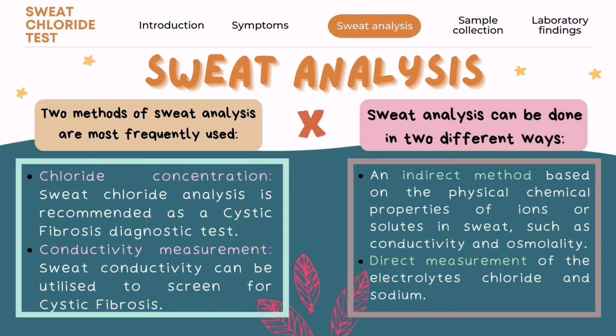Sweat analysis can also be done in two different ways. First, an indirect method based on physical-chemical properties of ions or solutes in sweat, such as conductivity and osmolality. The indirect method is to investigate whether analytical methods based on the qualitative physical-chemical properties of ions or solutes in sweat are less effective than the specific measurement of electrolytes in the diagnosis of cystic fibrosis. Second is direct measurement, such as the measurement of the electrolytes chloride and sodium.